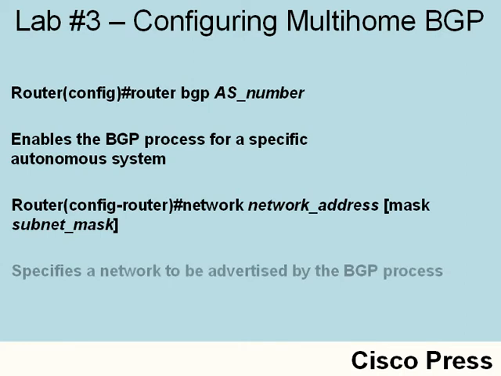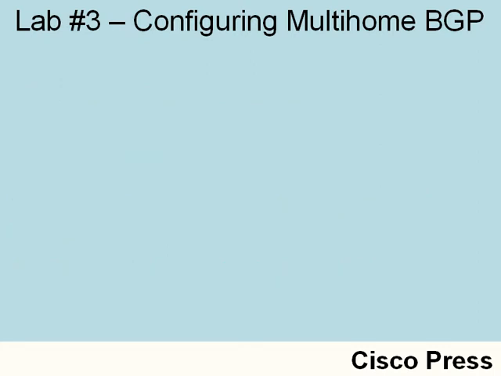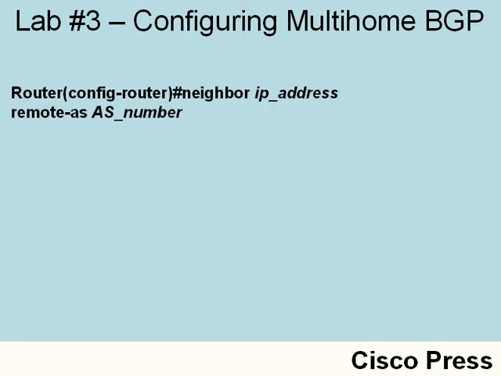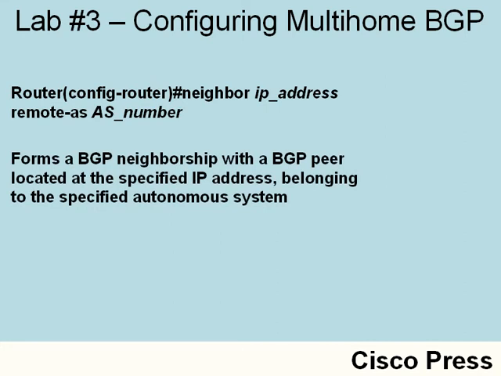We can do that with the network command and optionally specify a mask, which is a subnet mask, not a wildcard mask. Then we also want to point to our neighbors. We need to form these BGP peering relationships. We can point to a neighbor with the command we see on screen. We can say neighbor, followed by the IP address of that neighbor, followed by the keyword remote-AS, remote autonomous system, followed by the autonomous system number that neighboring router belongs to. That's our game plan. Let's now go out and take a look at the configuration.